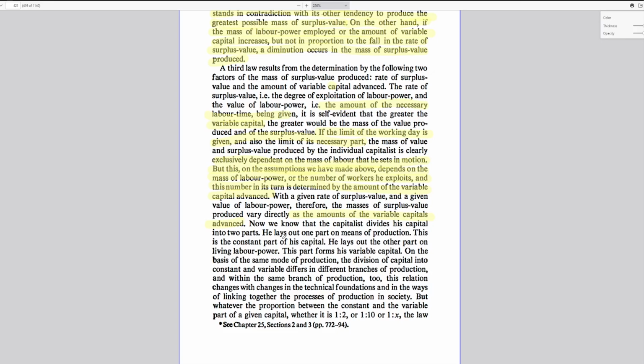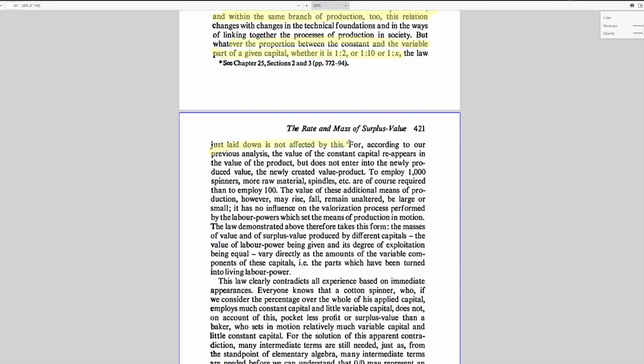Okay, we're repeating now, but that's the point. So he says, now we know that the capitalist divides his capital into two parts. One is means of production. This is the constant part. And he lays out the other as living labor power, which is the variable part. On the basis of the same mode of production, the division of capital into constant and variable differs in different branches of production and within branches of production too, and this changes with technical foundations, and so on and so forth. But whatever the proportion between the constant and variable part of a given capital is, he lays out a bunch of ratios. The law just laid down is not affected by this.